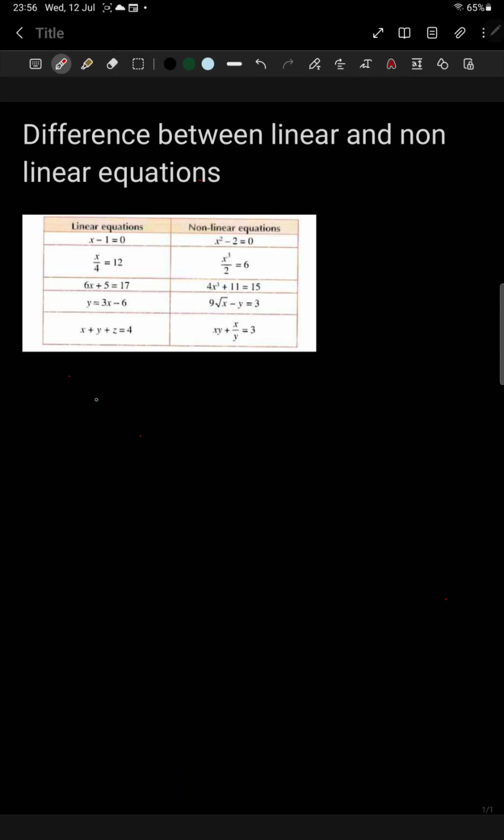For example, if I write y is equal to 3x minus 6, this is one equation. So is this an example of linear or non-linear? Let's check. The maximum power of y is 1, the maximum power of x is 1. So the maximum power of a variable in each term is 1. I will tell you that it is an example of a linear equation.